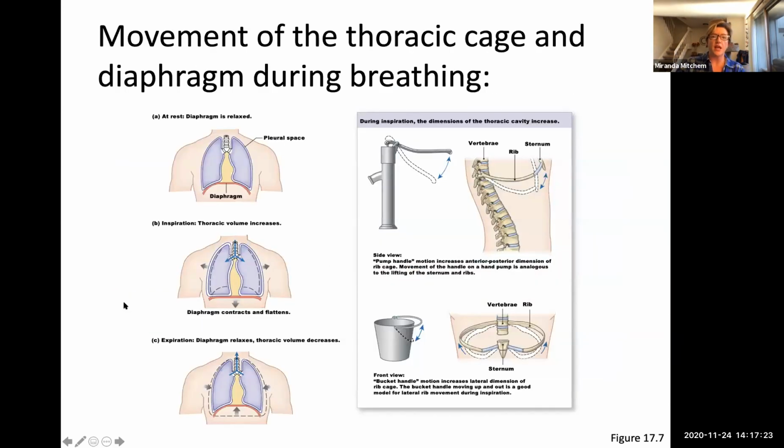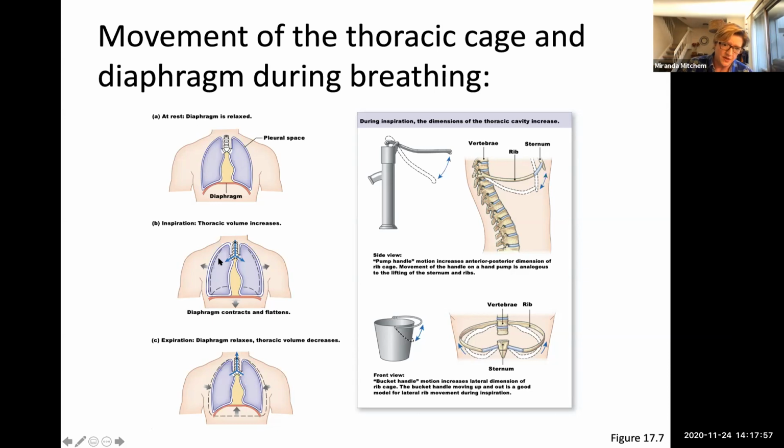Okay, so now let's go back to kind of where we started and talk about the thoracic cavity and look at how the diaphragm fills the space and allows us to breathe. So first of all, we're going to go through the three images of the chest on the left side. So we're beginning at rest and the diaphragm is relaxed. So when it's relaxed, it's in the upward bell shape. And notice how it fits nice and tight up against the lungs.